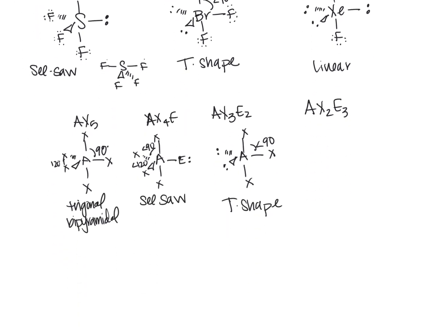So AX2E3 gives us an A in the center with our lone pairs in all of these. And this structure is 180 degrees, and this is considered linear. So we can see all of the different base shapes when we look at the steric number of 5.